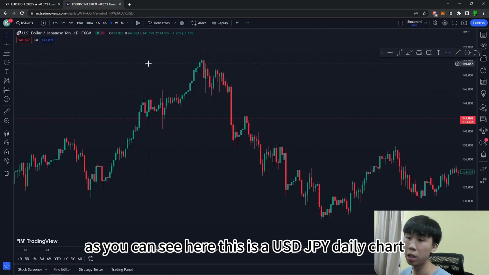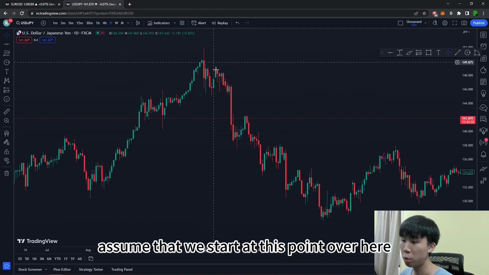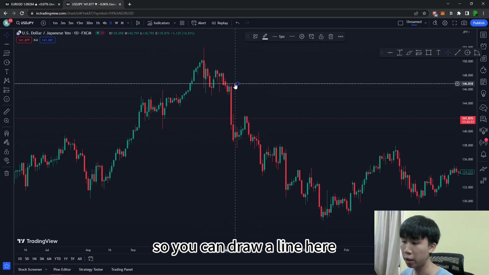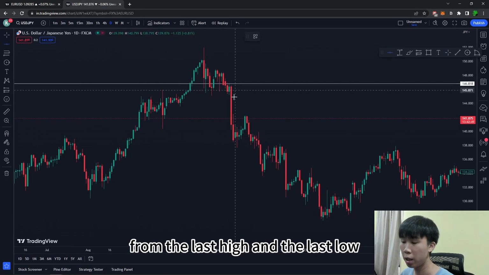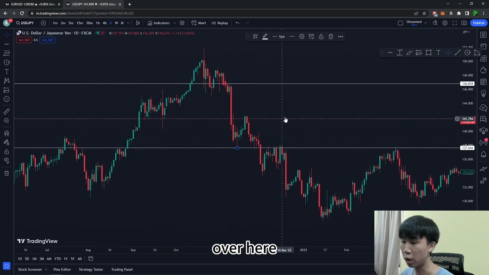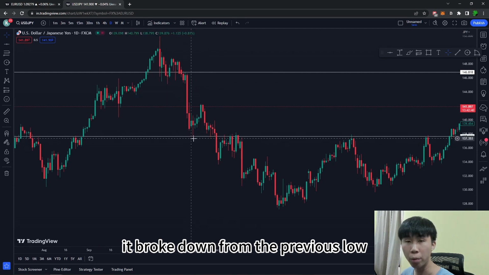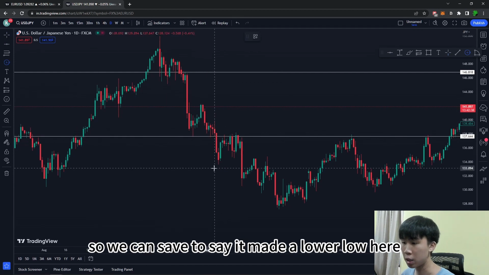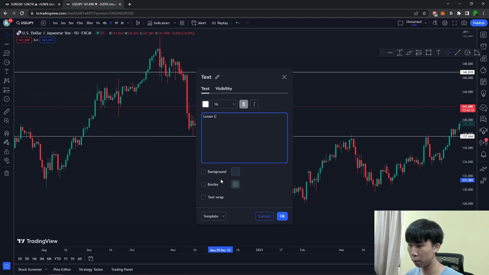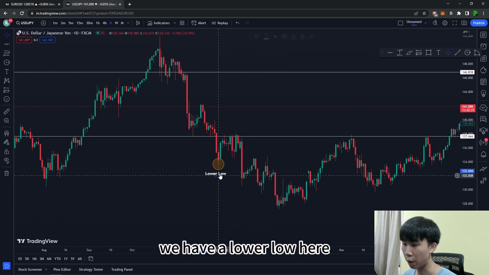As you can see here, this is a USD JPY daily chart. Assume that we start at this point over here, so you can draw a line here from the last high and the last low over here. So you can see that price went up and proceeds to break. It broke down from the previous low. So we are safe to say it made a lower low here. So lower low. We have a lower low here.